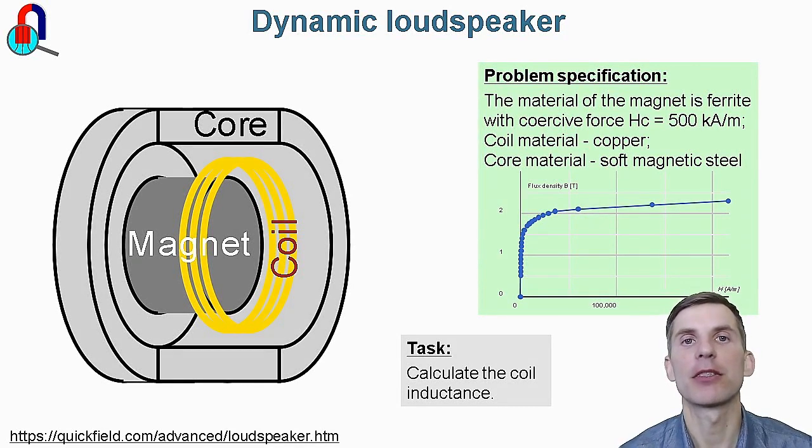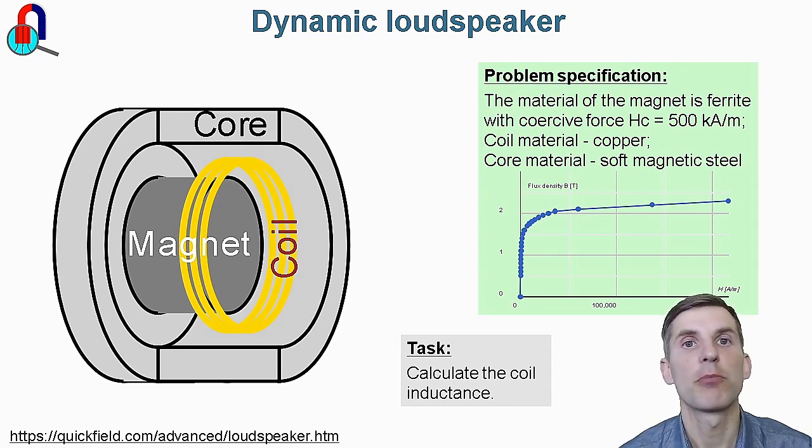Dynamic loudspeaker simulation in QuickField. The loudspeaker consists of the voice coil, diaphragm, steel core, and a permanent magnet. My task is to calculate the inductance of the voice coil.